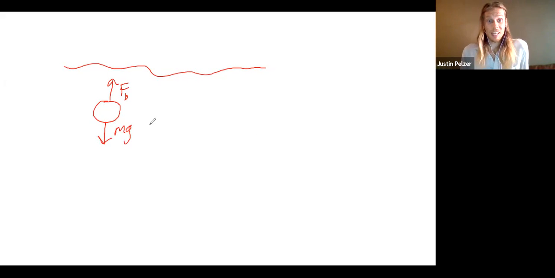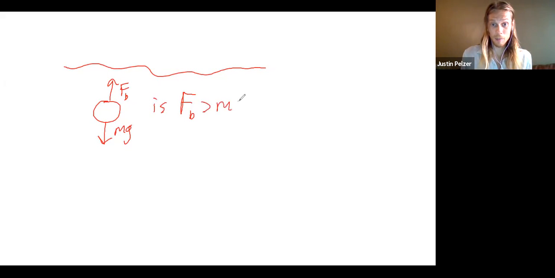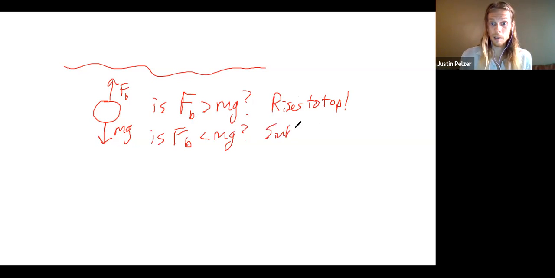Now what happens? Does it go up? Does it go down? Well, is buoyancy force greater than mg? Then it goes up, then it rises to the top. Is buoyancy force less than mg, meaning is it heavier? Is gravity bigger? Then it will sink to the bottom.